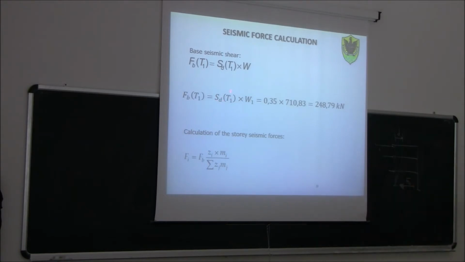FB. So the base seismic shear is SD, what we have just calculated, 0.35, times the seismic weight, 710. So we get 248.79 kilonewton of total shear on the base of the building. Now we need to distribute this total base shear over the different stories. The calculation of the story seismic forces is done with this equation, FB times MI, where we have a mass here, MI, and this is the distance, ZI, the height of the story from the foundation, and this is what we call Fi. Okay? With this equation, we calculate the 3 seismic forces, one for each of the 3 stories of the building.